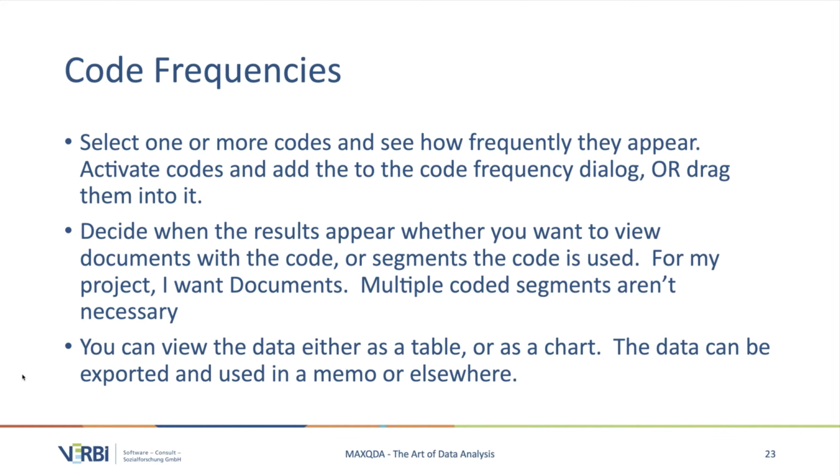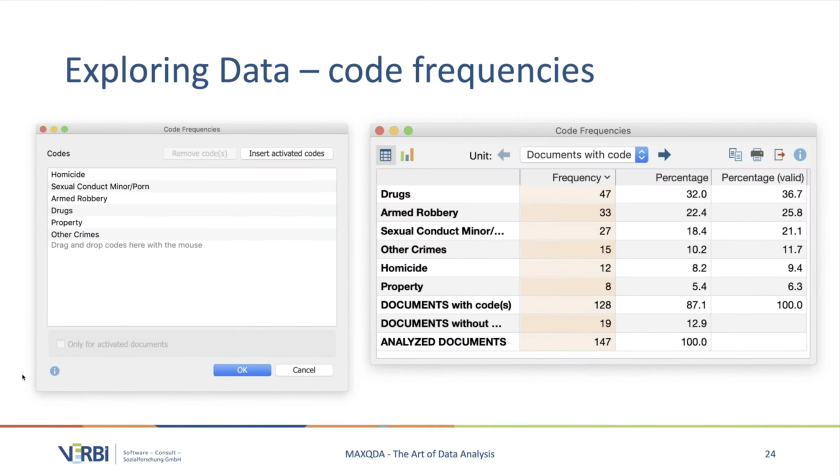So what I'm going to do is show you some output, and then I'll switch to MAXQDA and we'll go back and forth. So I use code frequencies. I go to analysis, I select code frequencies. In this instance, I was interested in the crimes. I inserted these crimes. It generated this table.